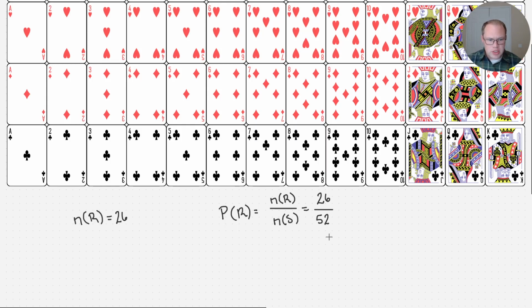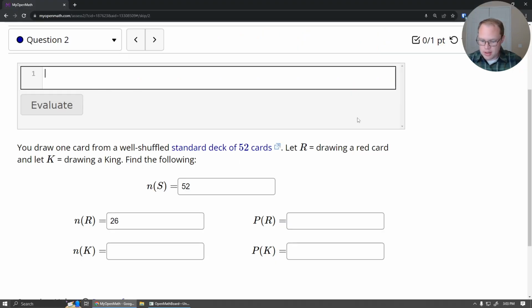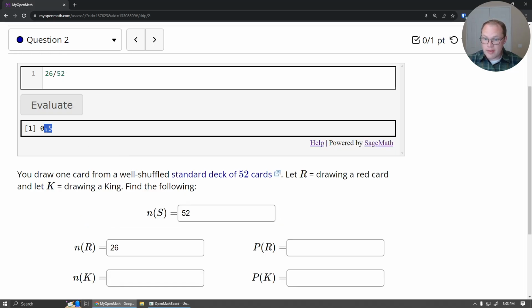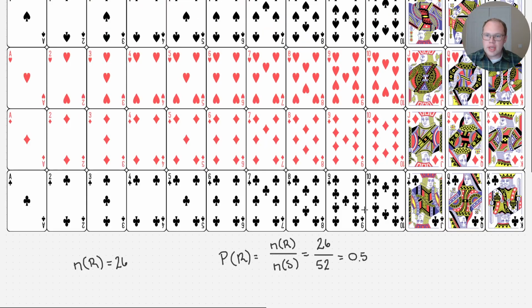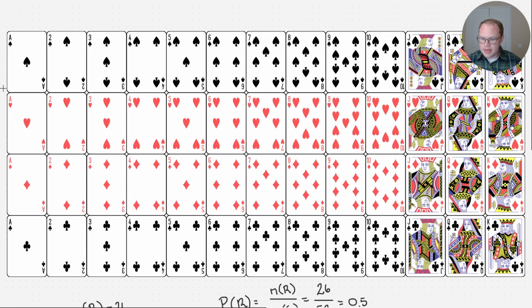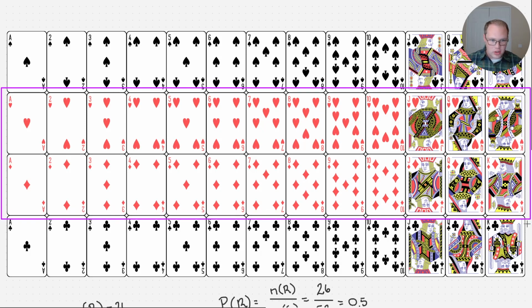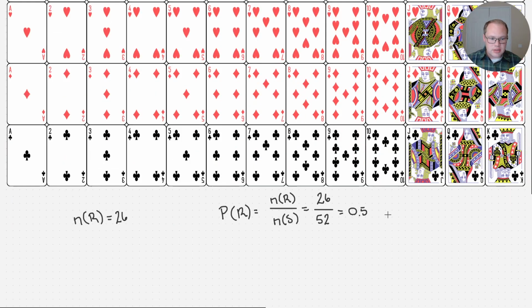So 26 over 52, and if we put that into our calculator, 26 divided by 52, we get 0.5. And that makes sense, right? Just looking at this, if we circle those red cards again, that looks like half the cards in the deck. So the probability of drawing a red card is 0.5, meaning there's a 50% chance that the card we draw from a well-shuffled deck is a red card. Let's look at the other one.